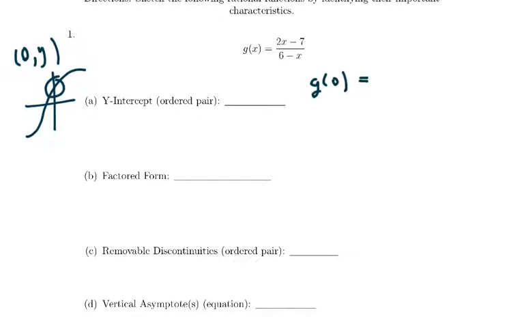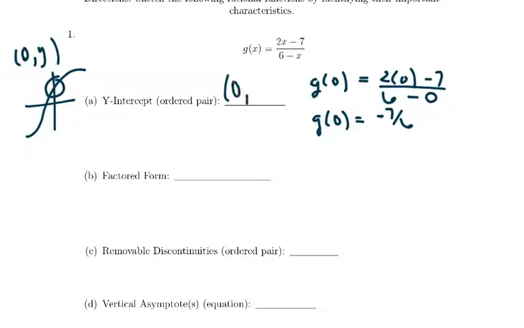So this would be 2 times 0 minus 7 divided by 6 minus 0, which is going to be negative 7 over 6. Okay, so we know the ordered pair is 0, negative 7 over 6. We always have to do an ordered pair because it's a point on the graph. It's not a number, it's not a line, it's a point on our graph. So it's going to be 0, negative 7/6.